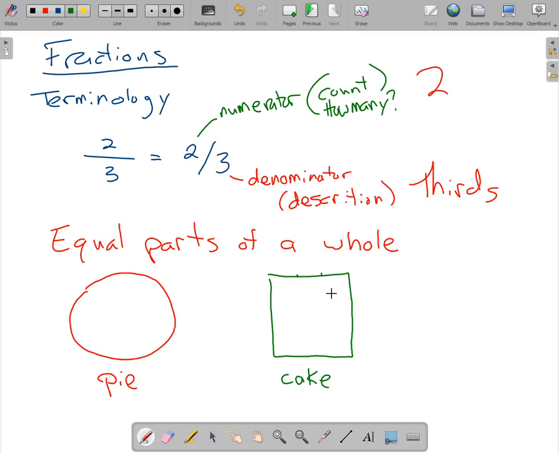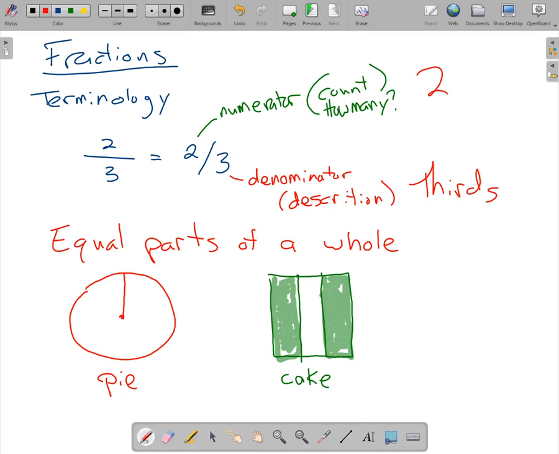And to do that, I could slice vertically or horizontally. So here I'm going to choose to slice vertically. And then what I could do is shade in two of those thirds. And maybe I'll shade those two for fun. So the numerator in this case is counting the shaded regions. The denominator is counting what each of those things is. What are those two things in this case? Well, they are thirds.